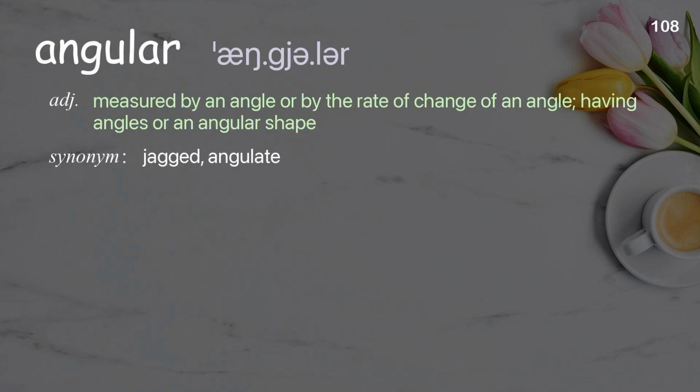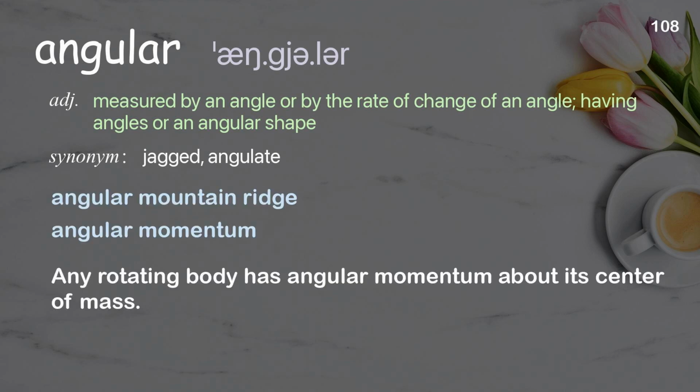Angular. Measured by an angle or by the rate of change of an angle; having angles or an angular shape. Examples: Angular mountain ridge. Angular momentum. Any rotating body has angular momentum about its center of mass.